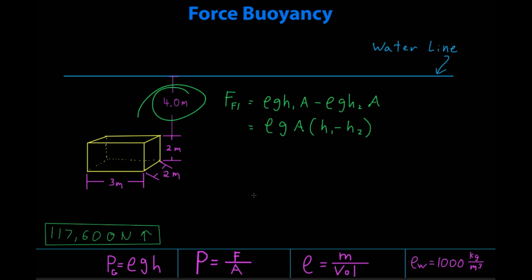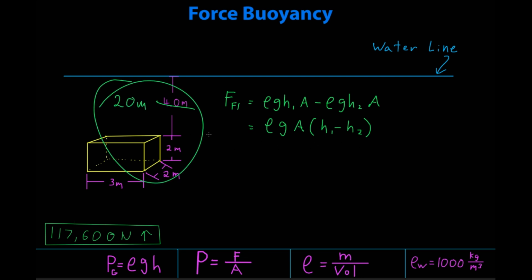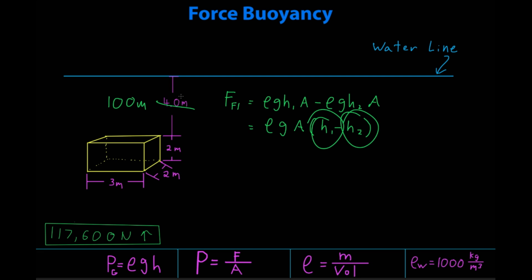This 4 meters did not matter. Height 1 was 6 meters, height 2 is 4 meters. 6 minus 4 is 2. I could have made this 20 meters. Height 1 would have been 22 meters, height 2 would have been 20 meters. The difference would have been 2 meters. I could have made this 100 meters. Height 1 would have been 102 meters, height 2 would have been 100 meters. The difference would have been 2 meters. It would not matter. It did not matter.